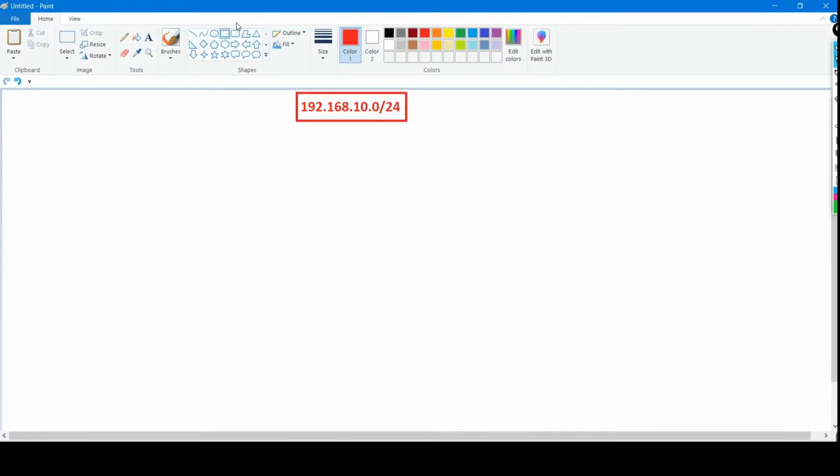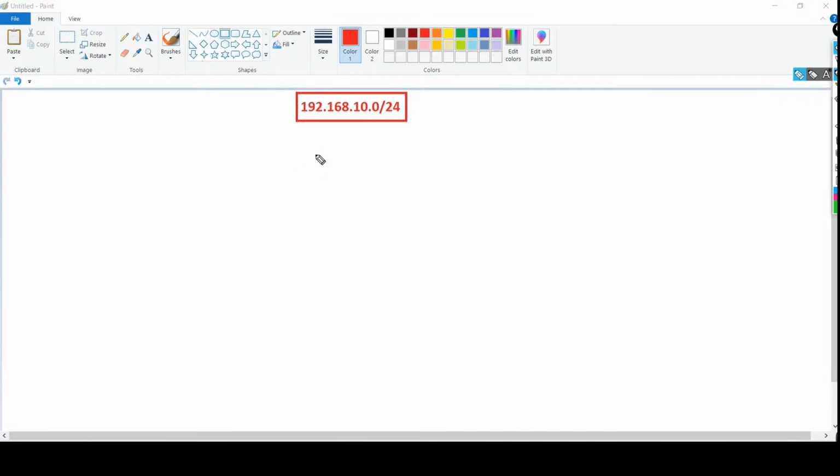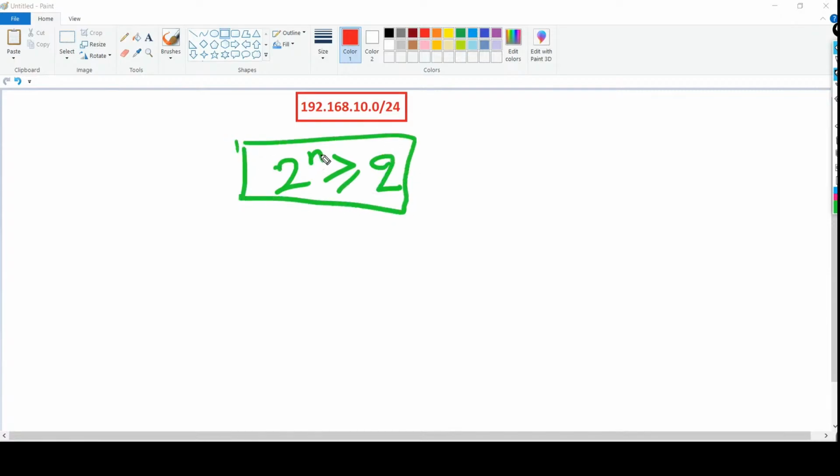Tell me how many bits you will borrow, first of all. If you divide this network into 2 parts, how many bits will you borrow? The formula to calculate the number of networks is 2 to the power n. How many networks are required? 2 networks, so 2 to the power n should be greater than or equal to 2. What value of n fulfills the requirement? 1. So n should be 1, because we need to divide this network into 2 parts.